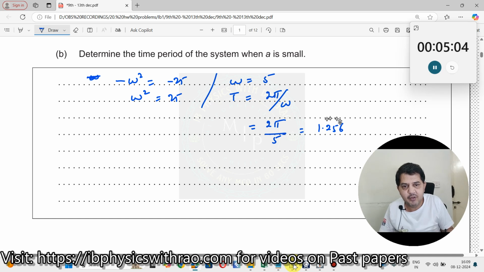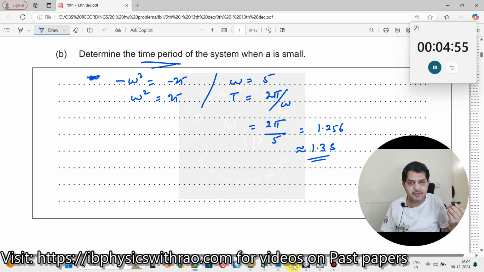1.256. Now I don't want so many numbers over here. Closer to this is 1.3. Now what is it? Time period, which is in seconds. What is being asked? Time period. Time period is 1.3 seconds. We have shown this.